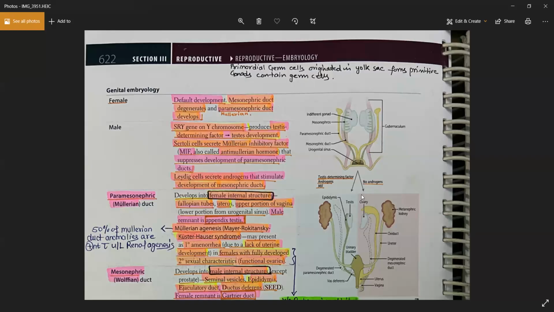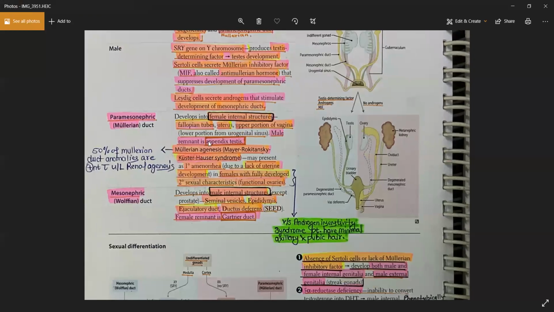With these things in mind, let's discuss what structures the paramesonephric duct forms. All the structures after the ovary, up to the upper vagina. That means the fallopian tube, uterus, cervix, and upper vagina. These parts are formed by the Mullerian duct in females. In the male, you have a remnant of this duct known as the appendix testis.